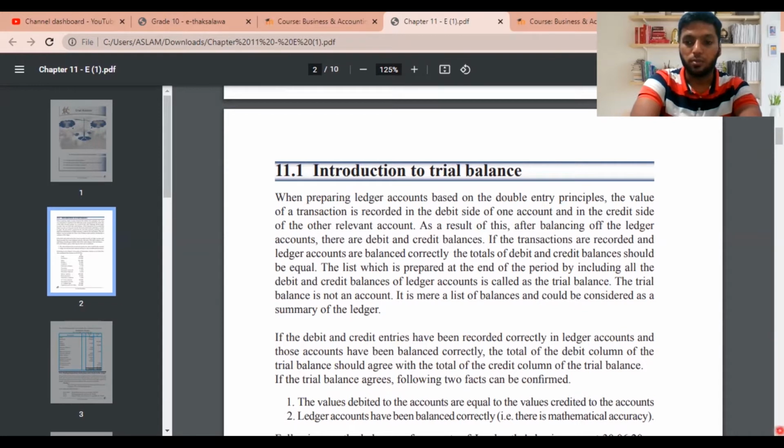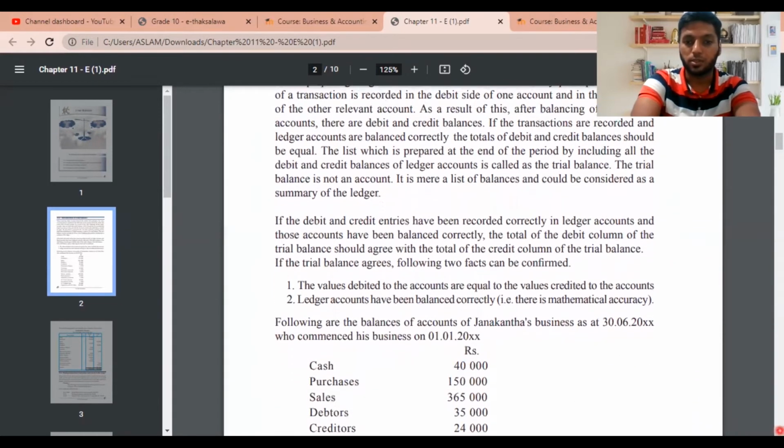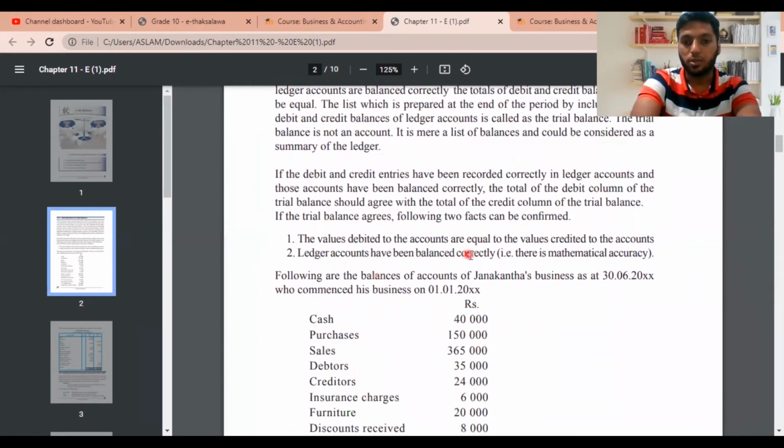So why do we mainly do a trial balance? Due to confirming these two things: the value debited to the accounts is equal to the value credited to the accounts, which means the accuracy of the accounting record is correct. And also, to ensure that both values don't have any problem in the accounting we have done. But the ledger accounts have been balanced correctly. There's mathematical accuracy.